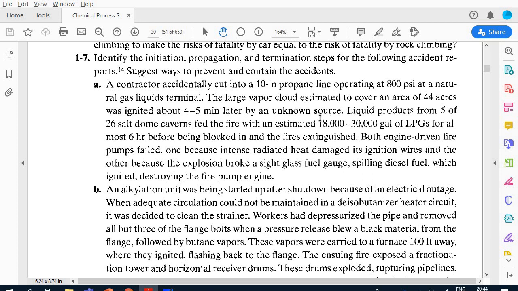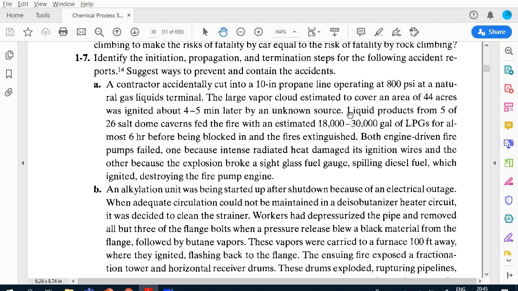Definitely this was the propagation. Was the leakage of the propane the only thing? No, actually not. The liquid products from 5 of 26 salt dome caverns fed the fire with an estimated 18,000 to 30,000 gallons of LPGs for almost 6 hours before being blocked in and the fire extinguished. So there was a leakage.